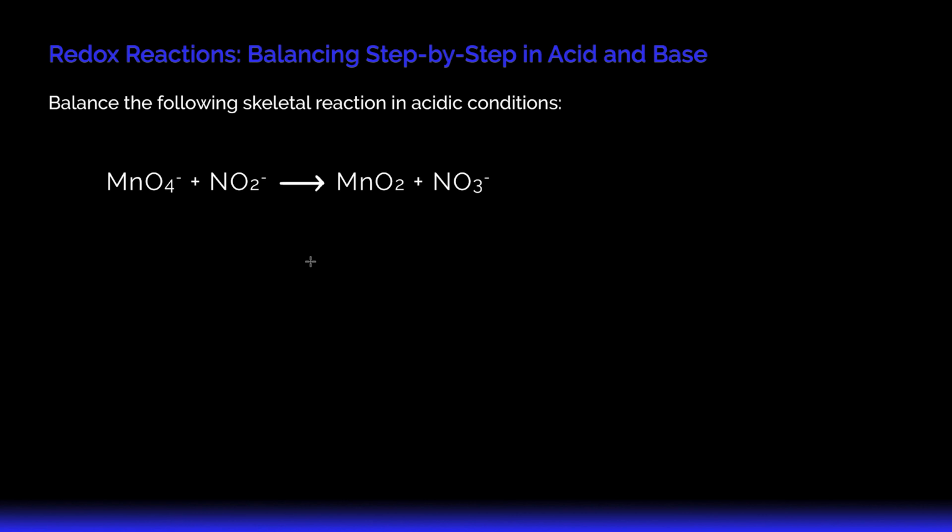But first we're going to do the more drawn out process, and what this looks like is you take your skeletal reaction, and the first thing that you do is just break apart your half reactions. And here you're not really identifying what your reduction reaction is or what your oxidation reaction is. Instead, you're just writing your half reactions based on the elements that you know should be paired.